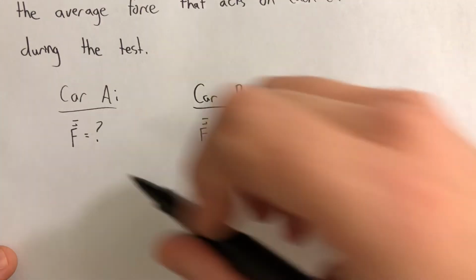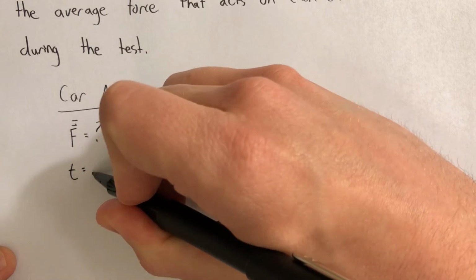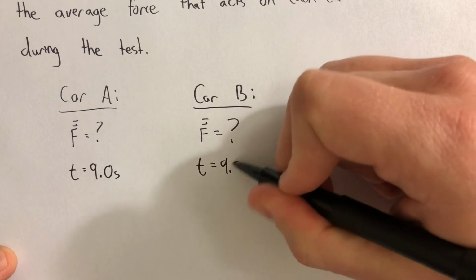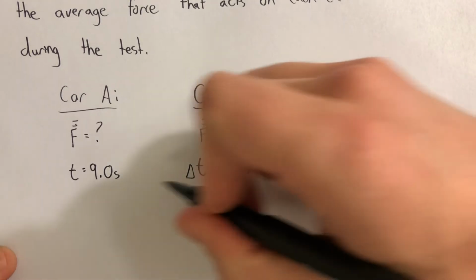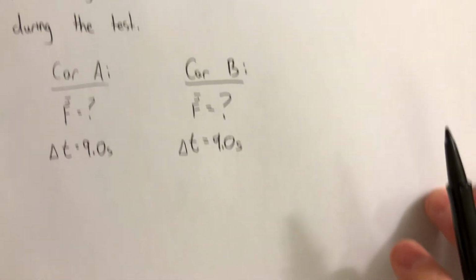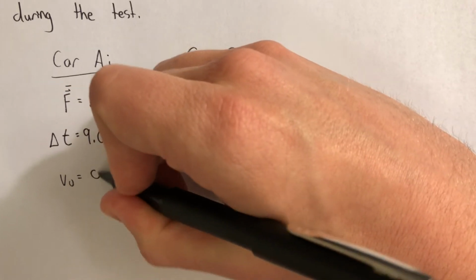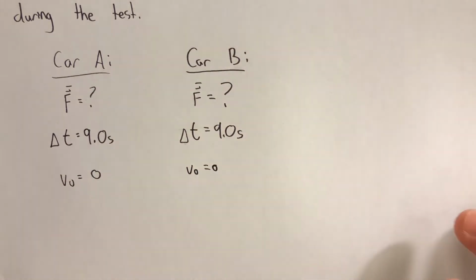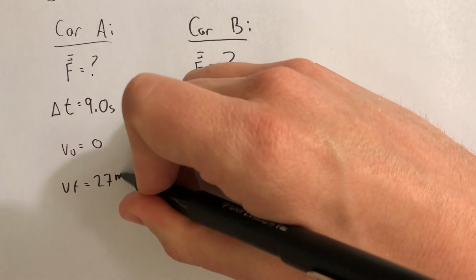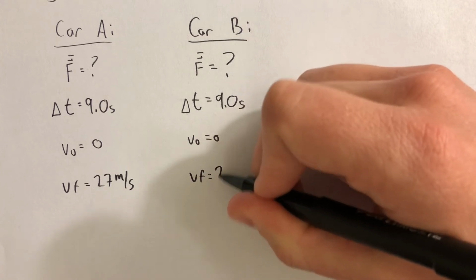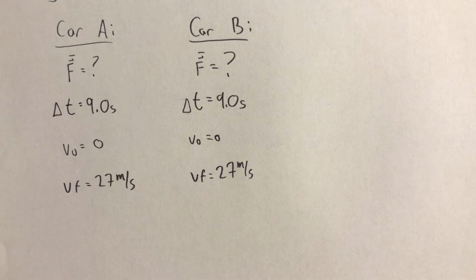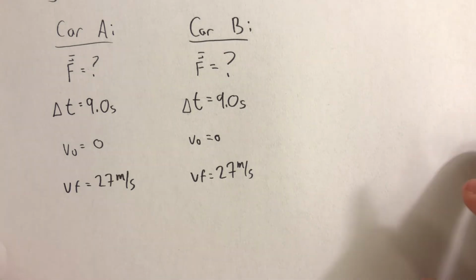So let's write those down for each car. T is 9.0 seconds. That's kind of our change in time. Time is a weird one where the delta doesn't have to always be there. The initial is 0, the initial is 0. I'm gonna keep going with this one. So like we said, V final is 27. So there's what we got so far. Time is 9, the initial is 0, V final is 27.